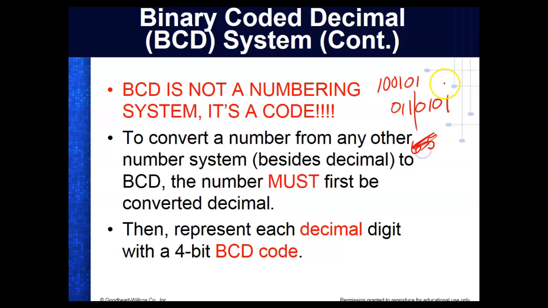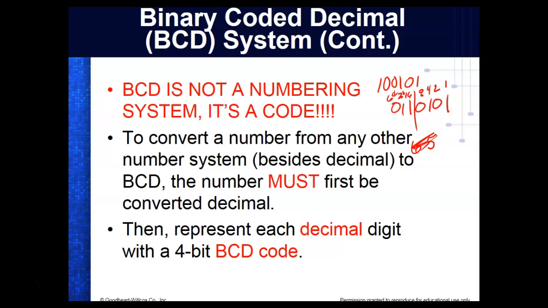What you have to do is go 1, 2, 4, 8, 16, 32, 64. Of course, we don't have 64. Add them together, just like we taught. Then you can take the decimal number and convert it directly to BCD. So you cannot go from binary to BCD. You cannot go from octal to BCD. You cannot go from hexadecimal to BCD. The only thing you can go to BCD from is decimal, because it's representing decimal numbers. Then represent each decimal digit with a 4-bit BCD code.